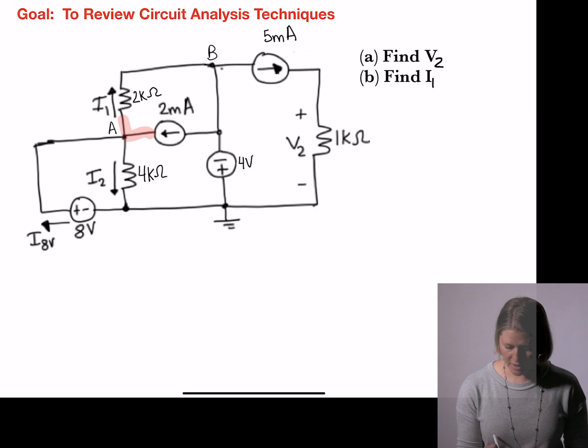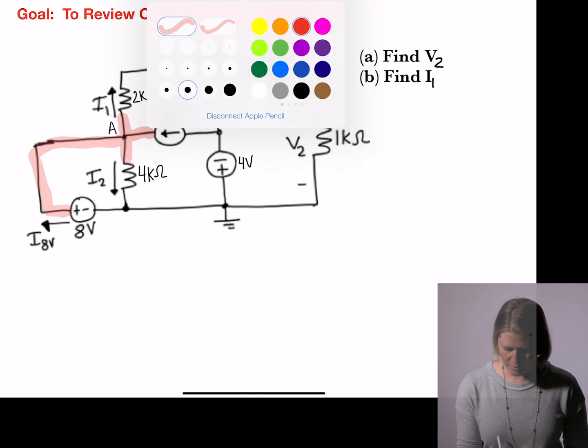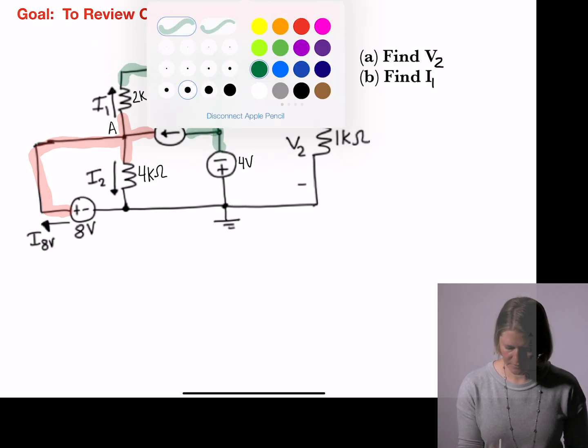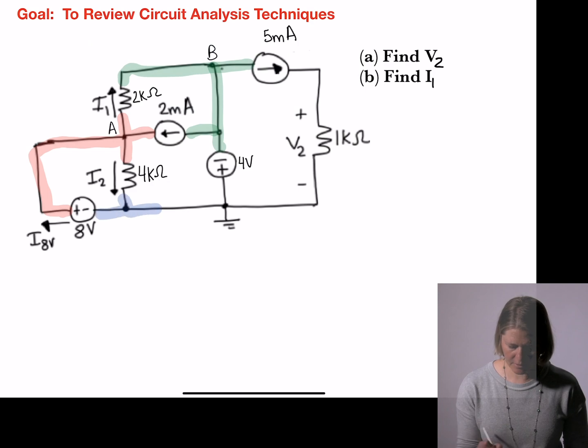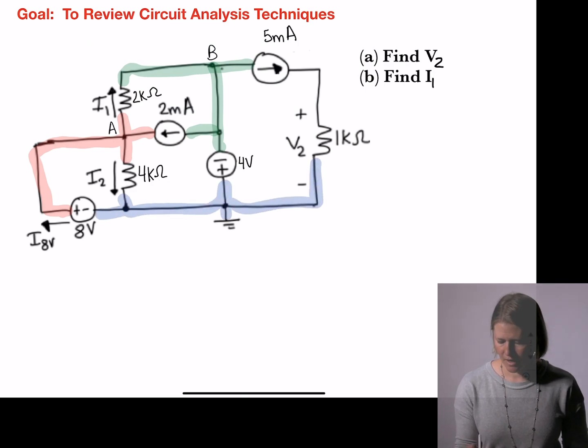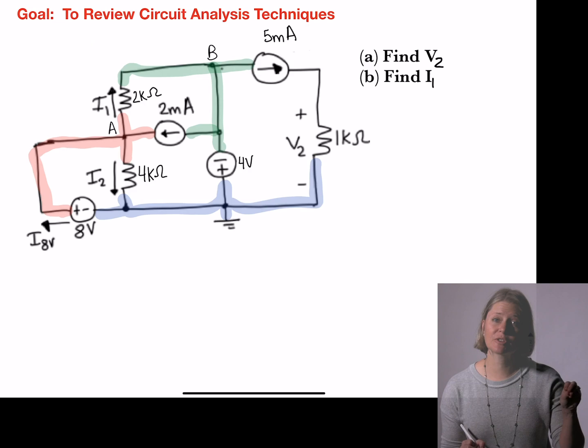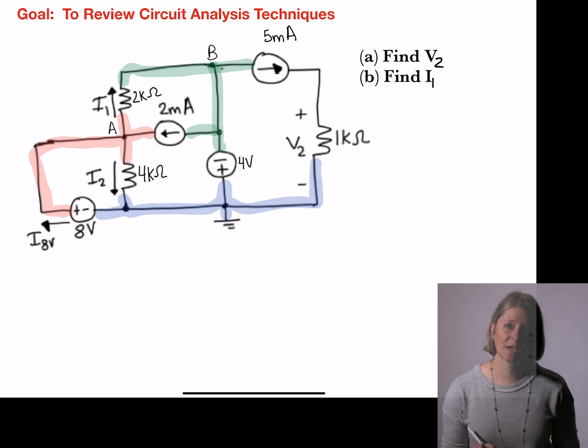I'm first going to highlight all of the nodes. And so this is my ground node. A is this red wire, and green is going to be B. So every position on this wire is going to be the same voltage.